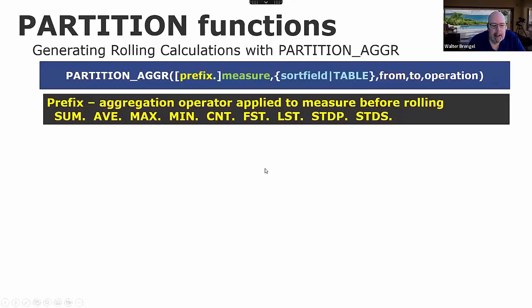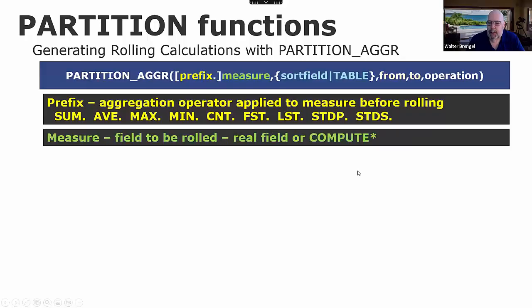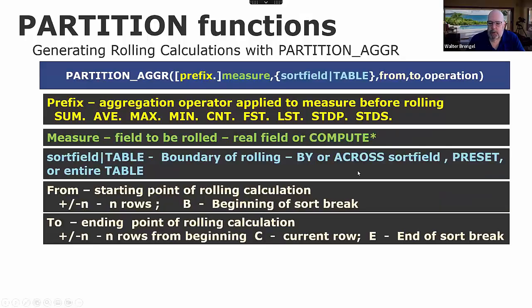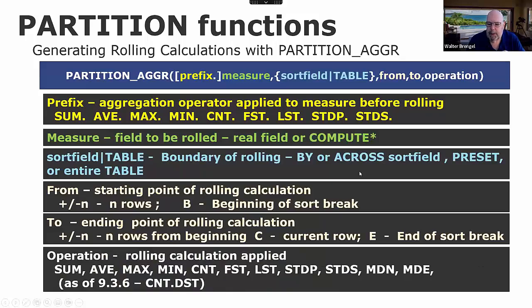Partition agger. Can I do count distinct with partition agger ref? Rudolph, you're jumping ahead of me here. Give me a minute and we'll be there soon. So we have partition agger. We have the measure. You can do a prefix operator on the measure. Again, your sort field or table. Your beginning in the group to the end of the group, or where you're starting from, where you want to go to, and then the operation. All right, so notice, Rudolph, the last line in here says, as of 936, we do support count distinct.